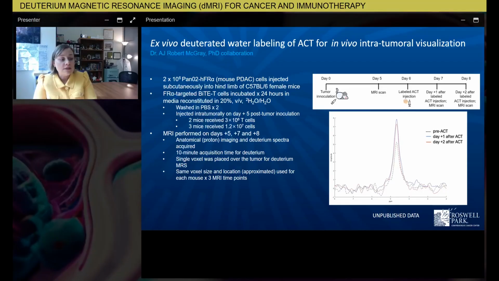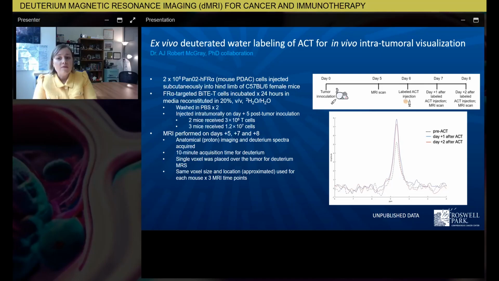Let's say your CAR T cells, as you're growing up and expanding them in culture, in the last day of culture, you can put them into special media and they'll pick up the deuterium. And then after the infusion, a few days after, you can perform the MRI and hopefully see them in the tumor. So we're a little bit far out from that at this moment, but we have a model of BiTE T cells, bispecific T cell engagers, so another form of cellular immunotherapy.